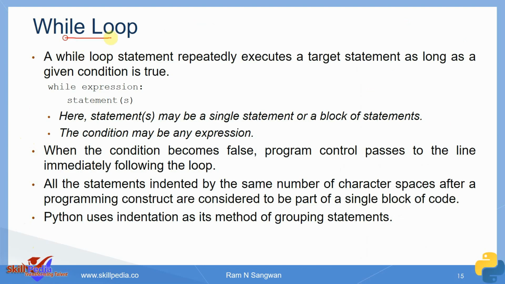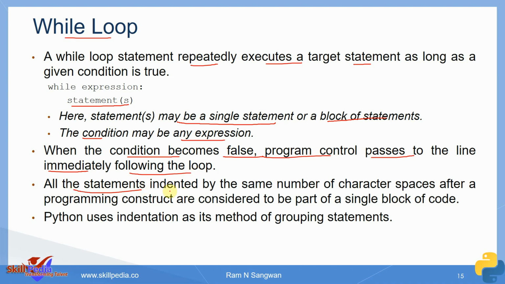The first is the while loop. A while loop statement repeatedly executes a target statement as long as the given condition is true. The moment the given condition becomes false, this will stop. These statements may be a single statement or a block of statements. The condition may be any expression which results in true, and we know the definition of true and false now. When the condition becomes false, the program block exits. Program control passes to the line immediately following the loop.